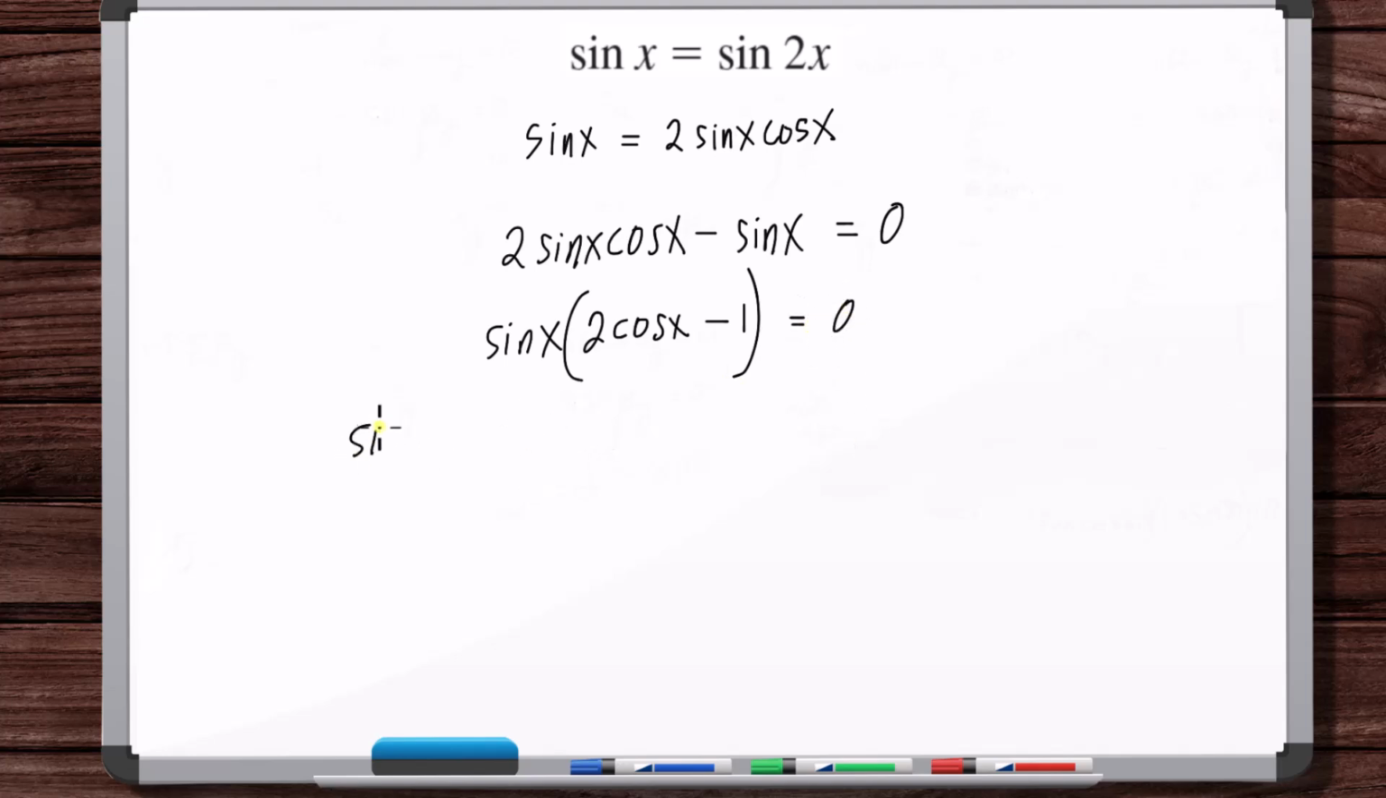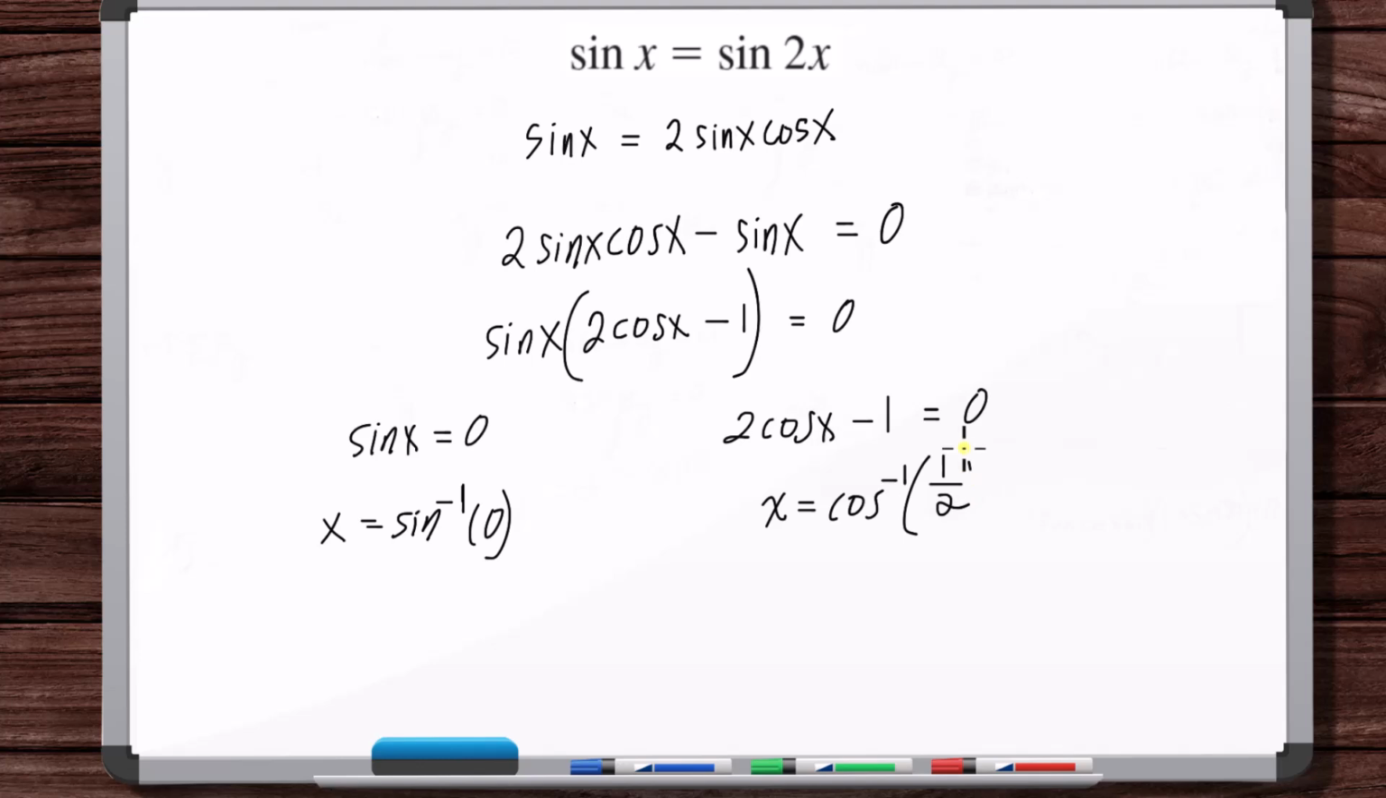Okay, so now sine x is equal to 0 solves this equation, and 2 cosine x minus 1 equals 0 solves this equation. So x is equal to inverse sine of 0, and x is equal to inverse cosine of 1/2. Okay, so where is sine of what angles equals 0? Well, that would be 0 degrees and 180 degrees, and any angle coterminal with those.